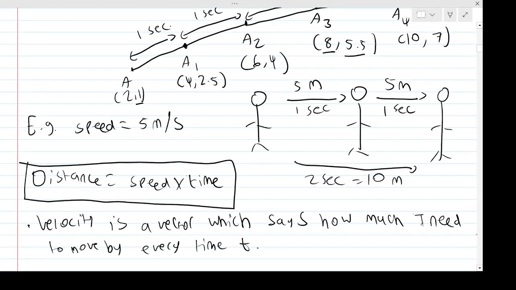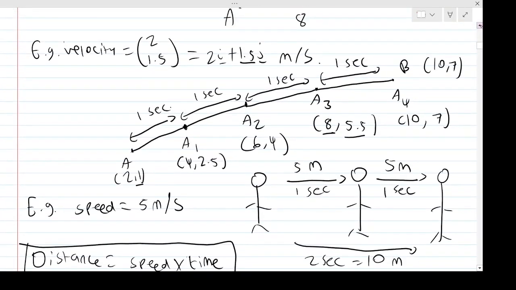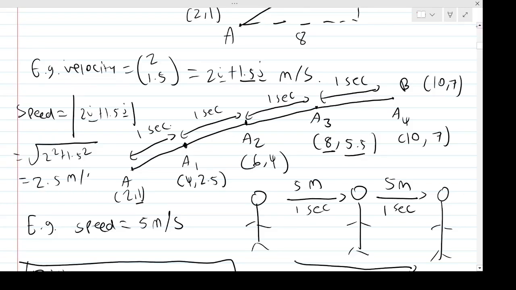And again then, the speed then, is going to again be the magnitude of this, okay? So if I was to work out with this velocity then, this velocity vector, the speed then is going to be the magnitude, right? So it's going to be the magnitude of 2i add 1.5j. If I do that then, that'd be root 2 squared add 1.5 squared. If I do that in my calculator, I get 2.5, and then that would be meters per second, okay?